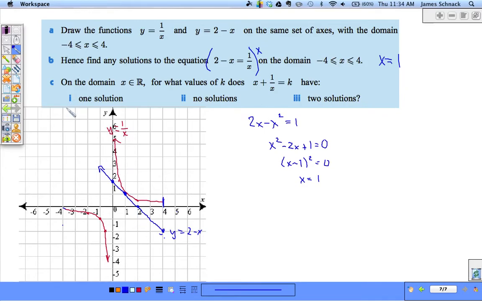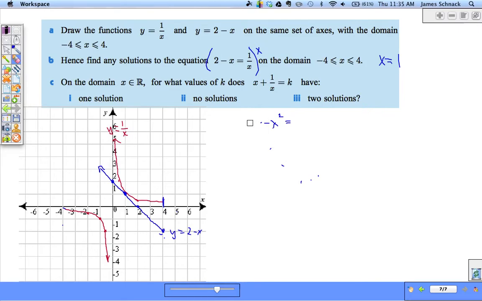Now C says on the domain for the real numbers. So now this could be any value of x. For what value of k will we have one solution, two solutions, or no solutions? And this is talking about types of solutions, not actually what they are. And notice we had a quadratic in part B. So types of solutions when there's a quadratic involved. Discriminant, anyone? Does that ring a bell? That term, discriminant of a quadratic, tells us what type of solutions we're going to have.